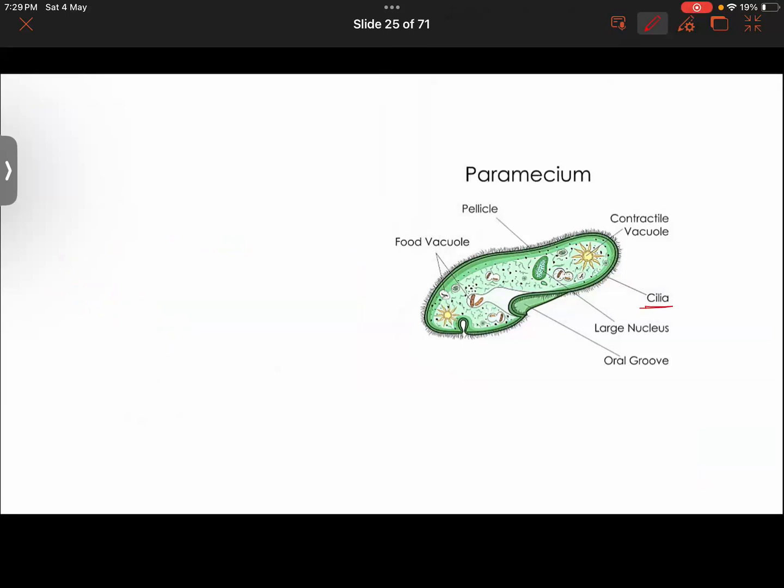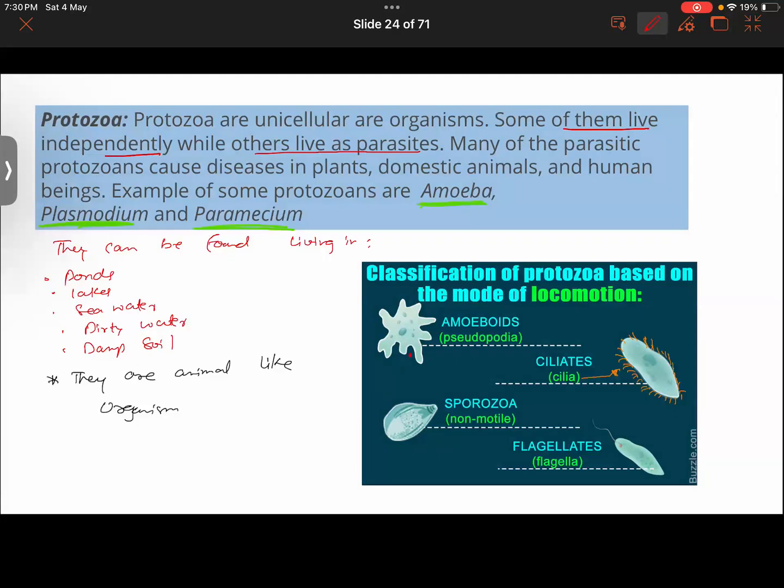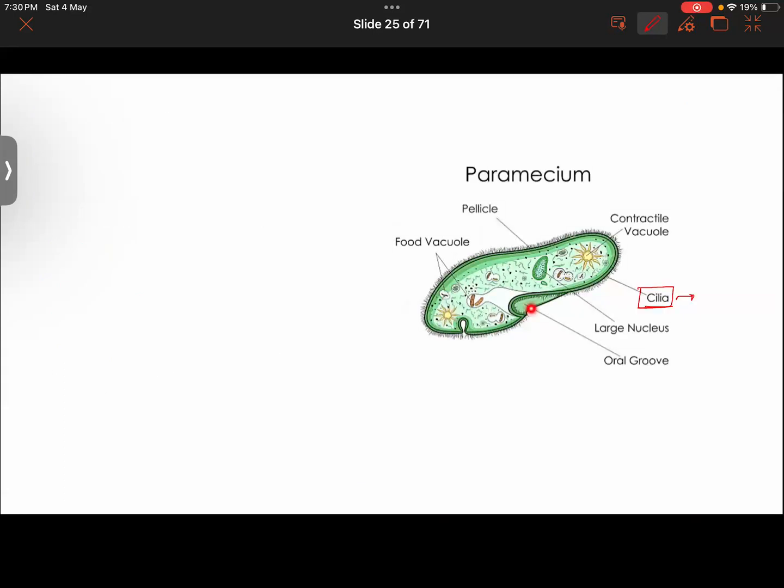Getting familiar with this term, the cilia. Moments ago we talked about it. What is the purpose of cilia in paramecium? Hello, what is the use of cilia in paramecium? It helps it to move. As I told you moments ago, cilia help in locomotion, in movement. So it helps the paramecium in movement.